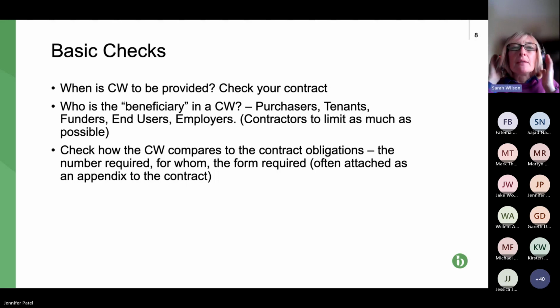So, some basic checks. When are you required to provide a collateral warranty? Well, this is one of the provisions that will typically be included in your contract, and it's one of the areas where, if the X clauses are being amended, quite often the timescale for providing will be specified. So it might be 14 days from request or 28 days from request. I would suggest 28 days would be more reasonable.